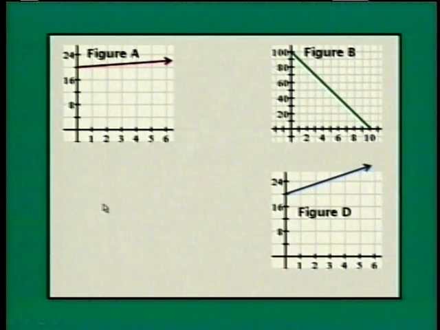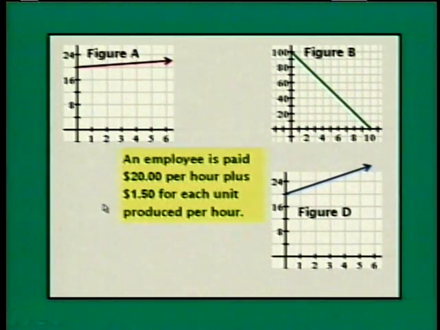Well, let's go back to the 3 graphs that we have left and pull up our second verbal model, which said an employee is paid $20 per hour plus $1.50 for each unit produced per hour. So it looks like this employee has a base pay rate of $20, but the more units produced by this employee, the higher that hourly rate will become. So if we think of our dependent variable as the amount that the employee is paid per hour, then we can think of our vertical intercept as being (0, 20).